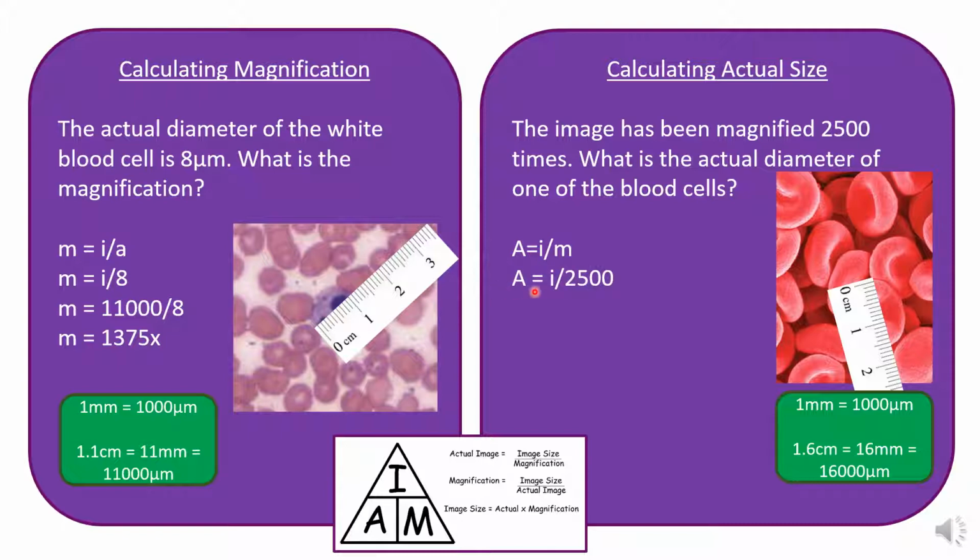Write it out in the question every time just so you don't forget it and you don't get it wrong. We've got actual size is image over 2,500. So they told us that the magnification was 2,500. We put what we already know in there so we don't get confused. The image size here, you can see the image size is 16 millimeters, 1.6 centimeters, 16 millimeters. Remember, 1 millimeter is 1,000 micrometers, so 16 millimeters is 16,000 micrometers, divided by our magnification of 2,500. And that should give us an answer of 6.4 micrometers. So the actual size, or the actual diameter of this red blood cell is 6.4 micrometers.